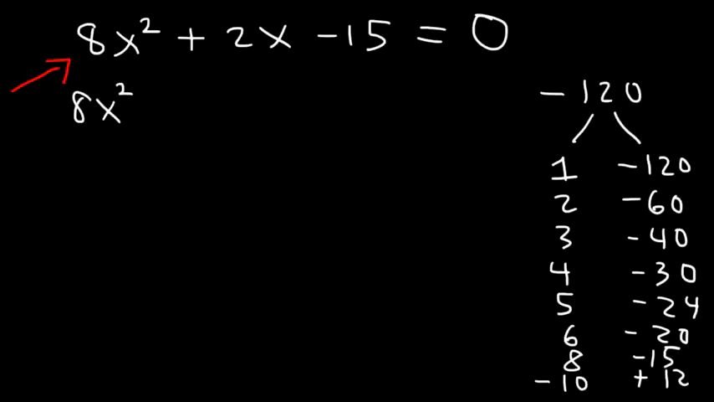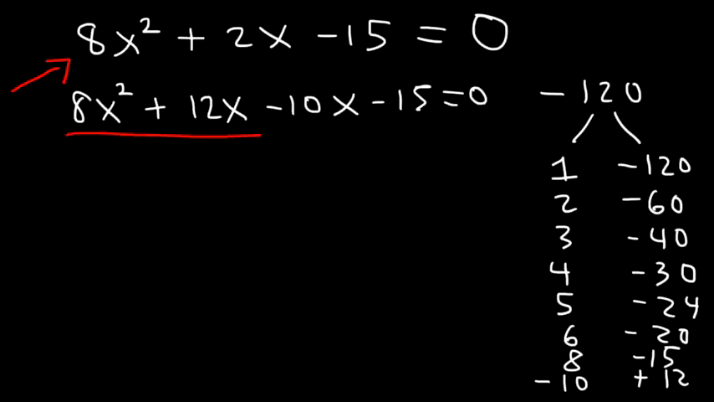So what we're going to do in this problem is replace 2x with 12x and negative 10x, and then factor by grouping. In the first two terms, let's take out the GCF, which is going to be 4x. 8x squared divided by 4x is 2x, and 12x divided by 4x is 3.